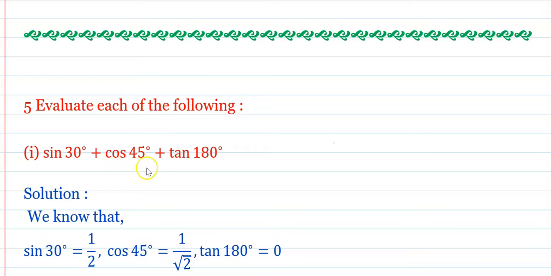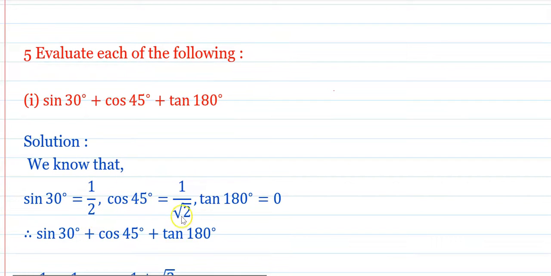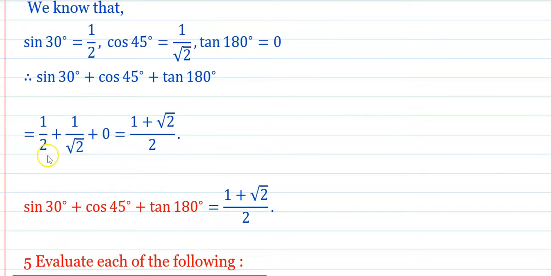Sin 30 plus cos 45 plus tan 180. Sin 30 is 1 by 2, cos 45 is 1 by root 2, tan 180 is 0. Substitute the values: 1 upon 2 plus 1 by root 2 plus 0. If we simplify, what do we get here?